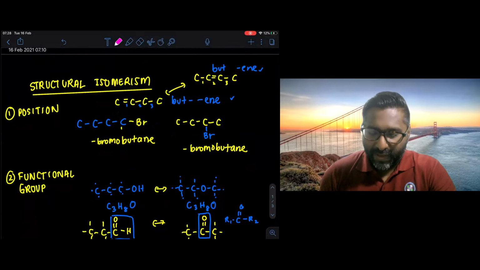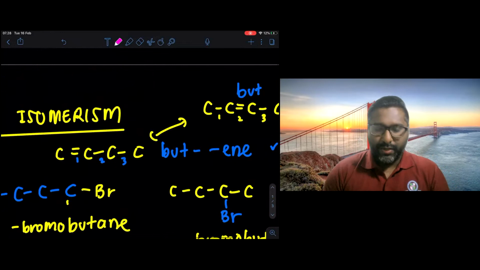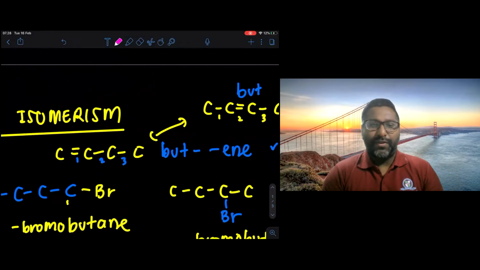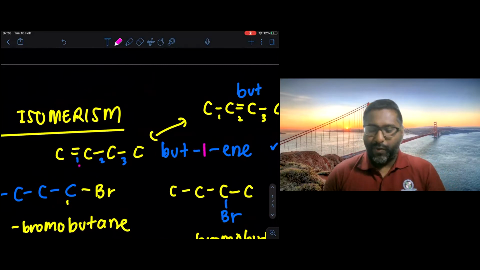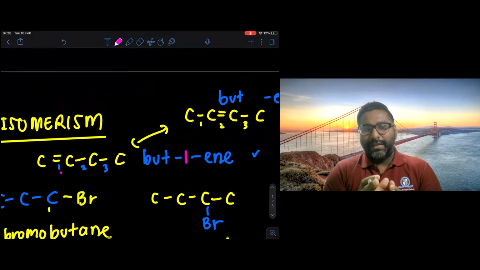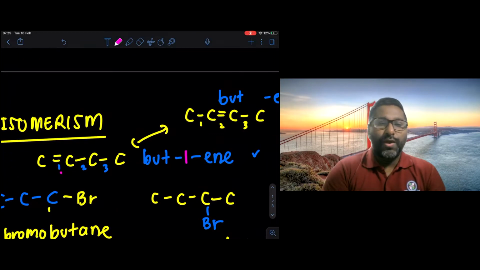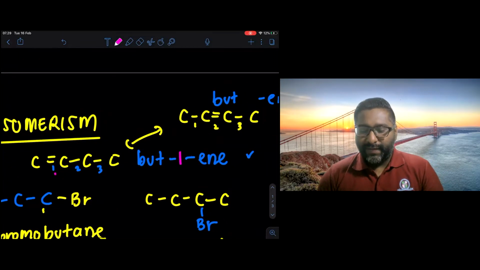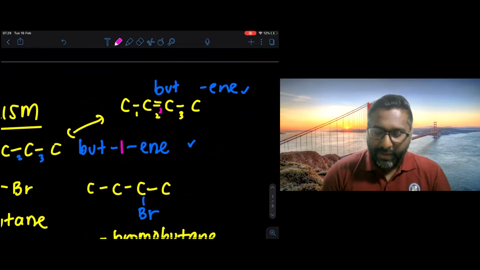For the first example, I'm going to show you this example: a carbon double bond with another three carbon, which is going to be put-1-ene. You can look at position number one. In this position isomerism, the double bond, the alkene, can change position to position number two. So if I put it into position number two, that is going to be named as put-2-ene.